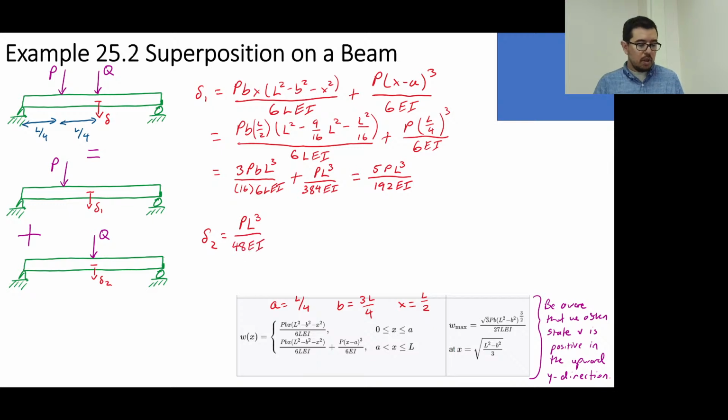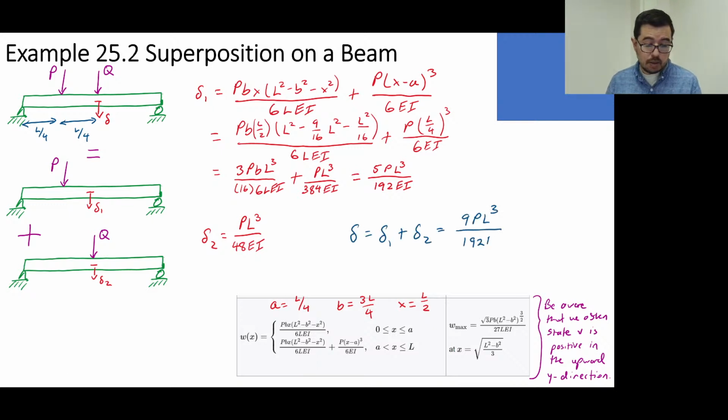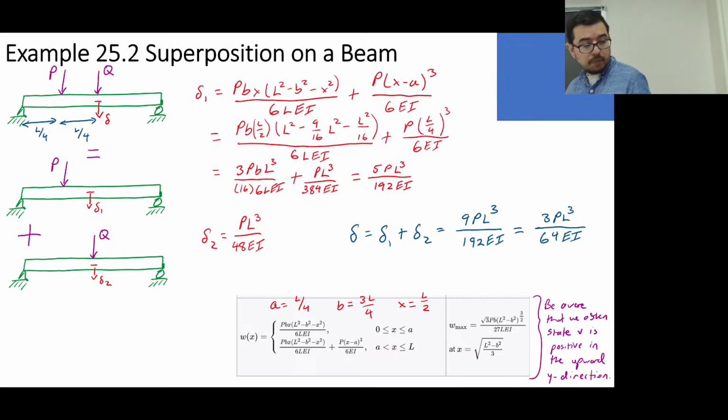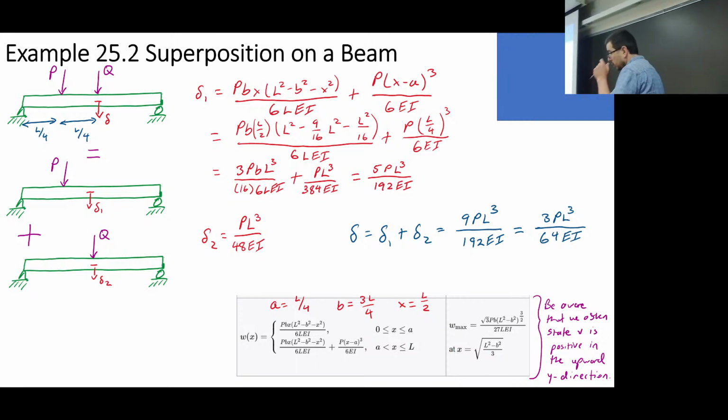For delta 2, you can do it a couple of different ways, but this scenario is going to be either from a previous table or from when you have a is equal to x, a is equal to L over 2, and you just plug it in. And then you sum these together, and this is the overall displacement. Any questions on this?